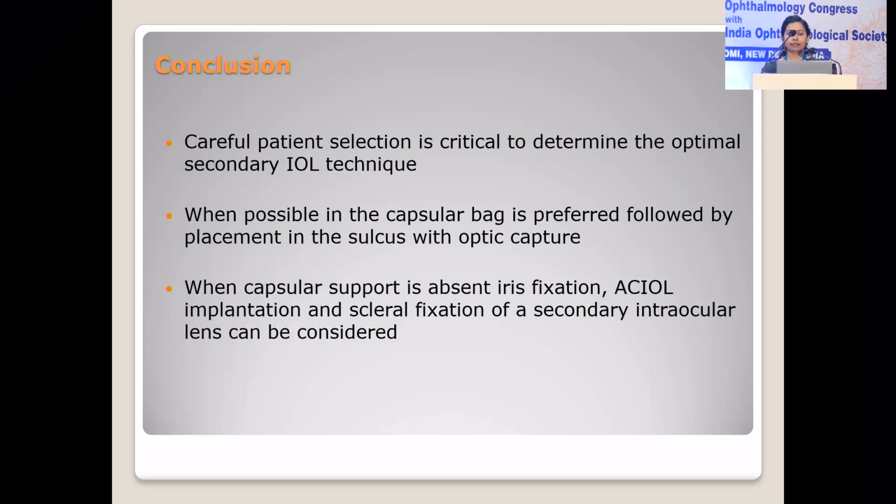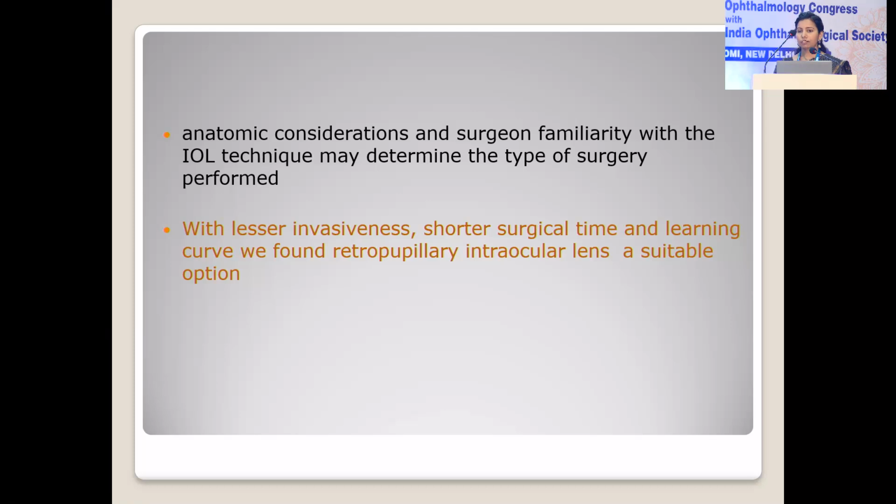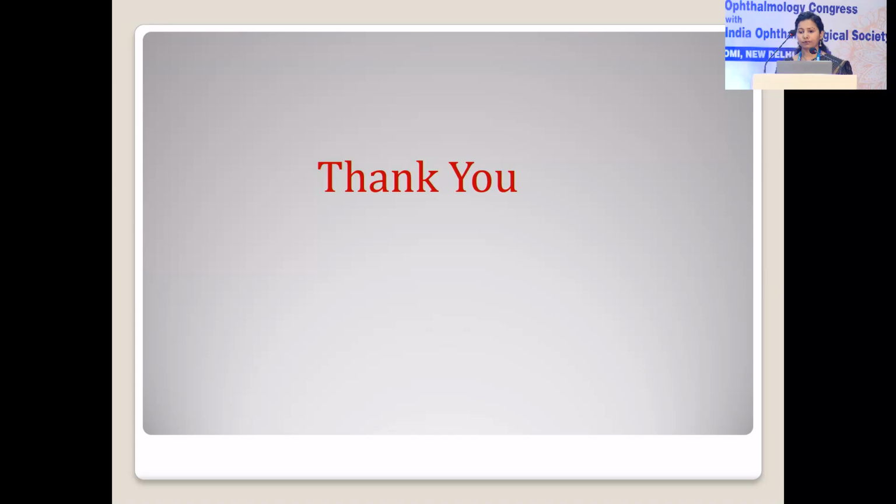In conclusion, careful patient selection is critical in these patients. When possible, the capsular bag is always preferred, followed by sulcus implantation. But when there is no capsular support, iris fixation, ACIOL implantation, and scleral fixation are the other approaches. Anatomic consideration and surgeon familiarity with the IOL technique determine the type of surgery. With lesser invasiveness, shorter surgical time, and shorter learning curve, we found the retropupillary intraocular lens a suitable option. Thank you.